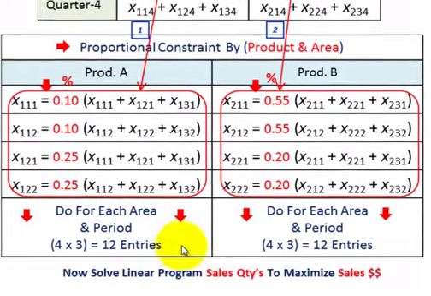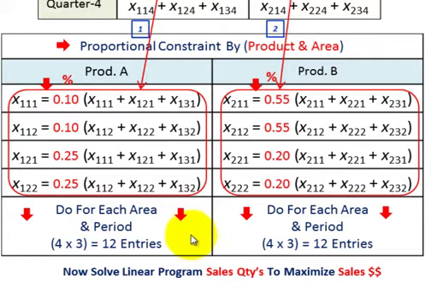Now, knowing we set up all our constraints and our objective function, you could solve the linear program for the sales quantities to maximize your sales dollars. But if you want to stick with us, we'll go through an abbreviated example to see how we would do this. Okay, so we'll continue on.